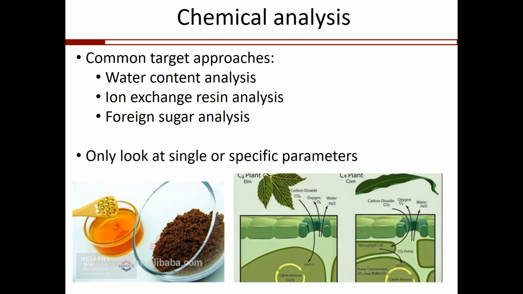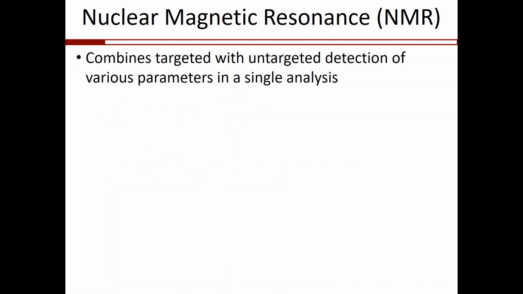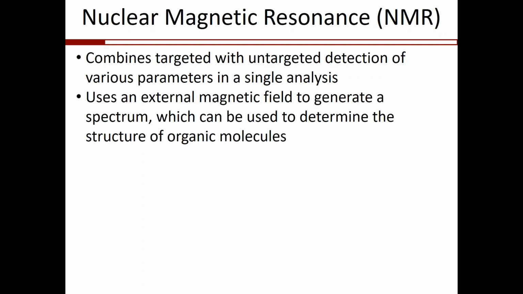One of the downsides of these is that these are great methods, but they only look at single or very specific parameters. And here comes NMR, nuclear magnetic resonance. This will combine targeted with untargeted detection of various parameters in a single analysis. So this is a very non-targeted approach.